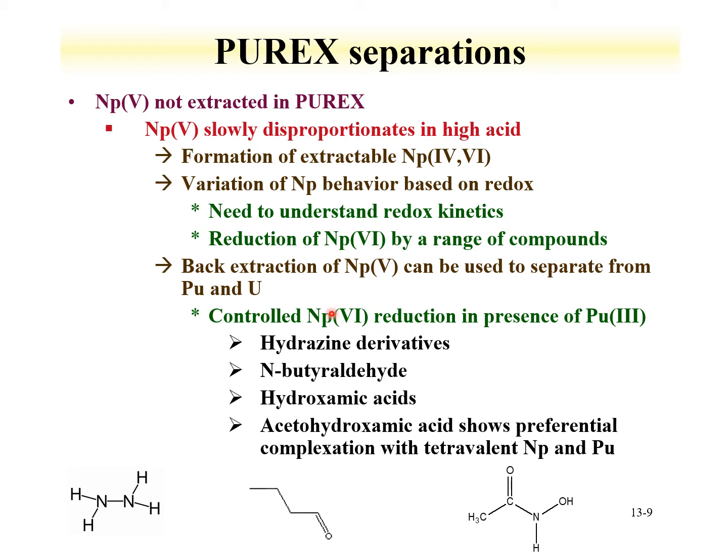The back extraction of neptunium-5 can be used also to control plutonium and uranium during the separation process, particularly through controlled neptunium-6 reduction in the presence of plutonium-3. Again, plutonium-3 is an extracted species from the organic phase and is one of the main goals of the PUREX process for the separation of plutonium from uranium.